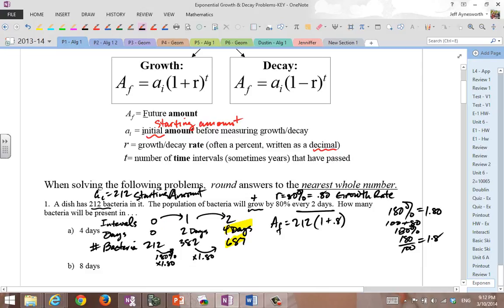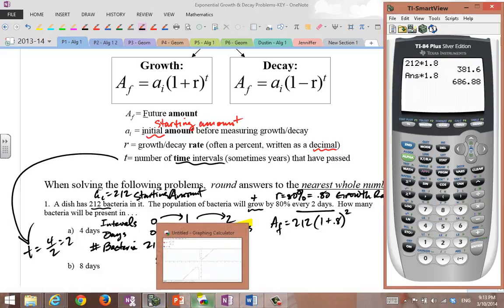What's an easy way to calculate that? The time interval of 2, because I need to raise it to the second power here. Well, that's simple. You just take 4 and divide it by 2, and you get 2. After 2 intervals, or 4 days, you have 687 bacteria. So this is T now. Number of time intervals is always the total amount of time that you're considering divided by the interval of time that it grows, and it grows 80% every 2 days. So I take 4 divided by 2 and I get 2 intervals.